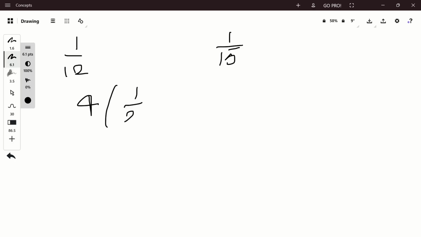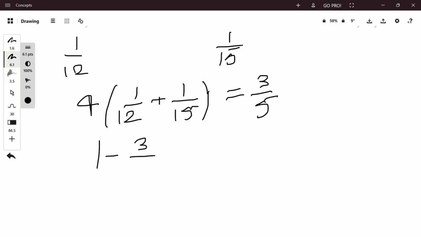4 into 1 by 12 plus 1 by 15, that is equal to 3 by 5 of the work. Remaining work is 1 minus 3 by 5, which is equal to 2 by 5 of the work.